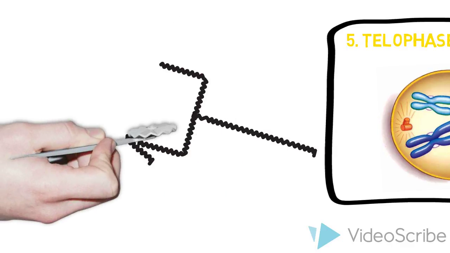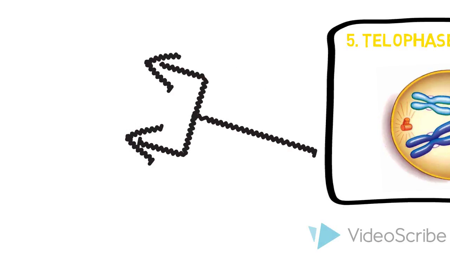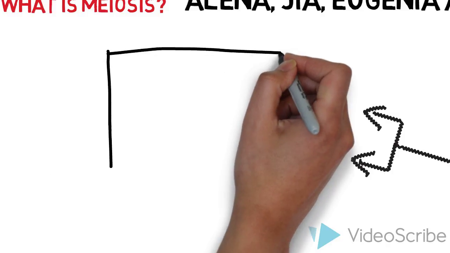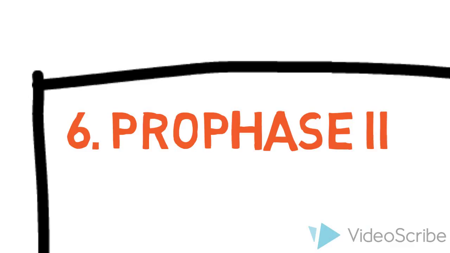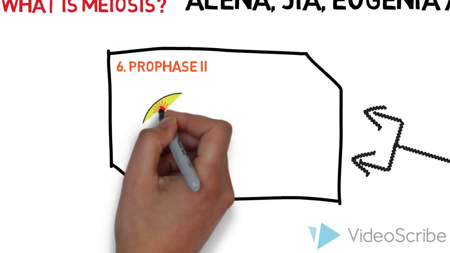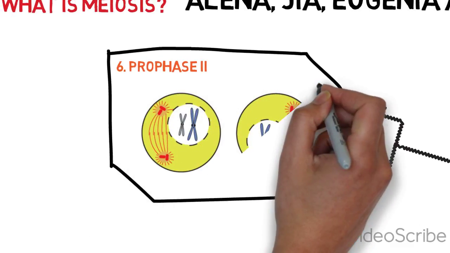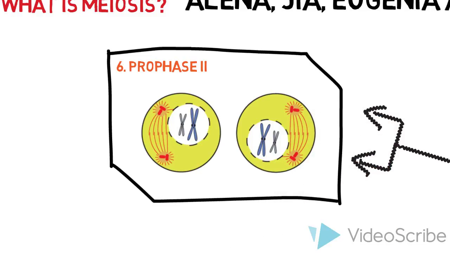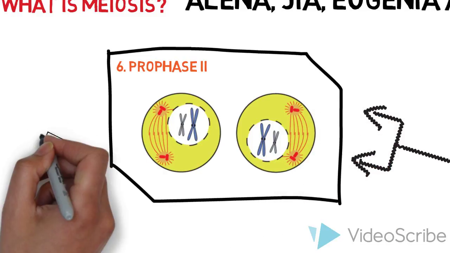After the parent cell splits into 2, meiosis 2 begins and is almost identical to mitosis. In prophase 2, the genes in the cells are already condensed from meiosis 1. Spindle fibers and centrioles are formed, and the nuclear envelopes disappear.